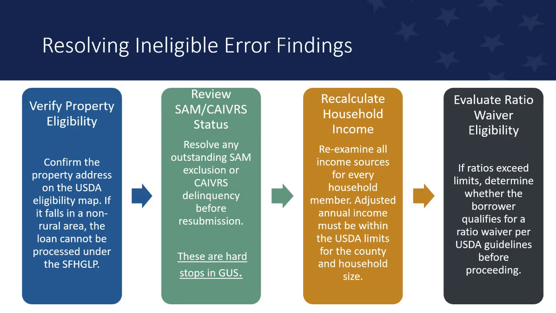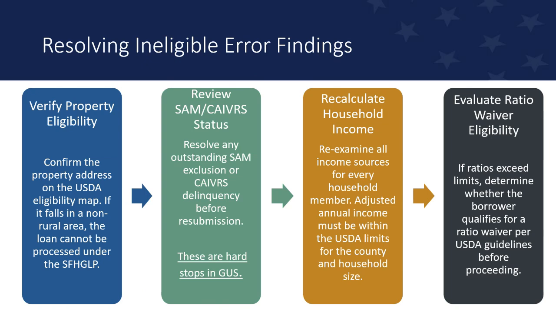How can you resolve some ineligible findings? Verify the property address falls within an eligible rural area. Review your SAM and CAVers. Confirm your entry is correct in GUS. Verify the results are correct with your borrower. Ineligible CAVers or a borrower that is debarred from doing business with the federal government are not eligible for the program. So confirm that everything's correct.